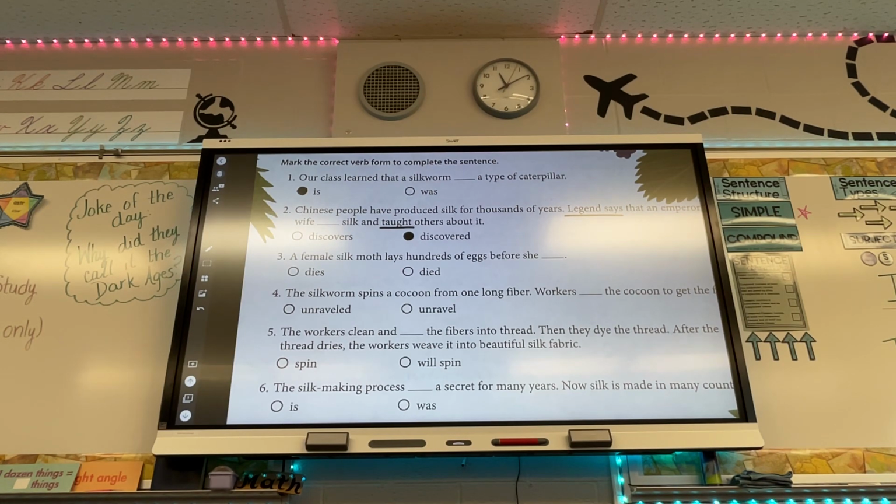Number 3, a female silk moth lays hundreds of eggs before she what? Dies.